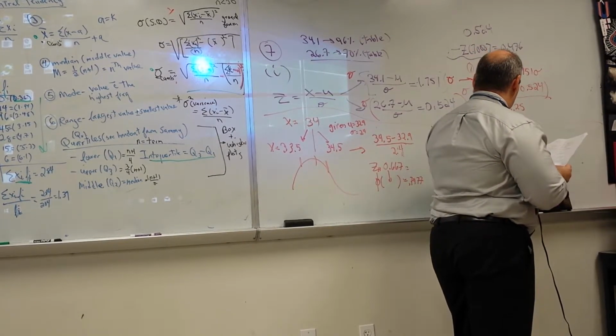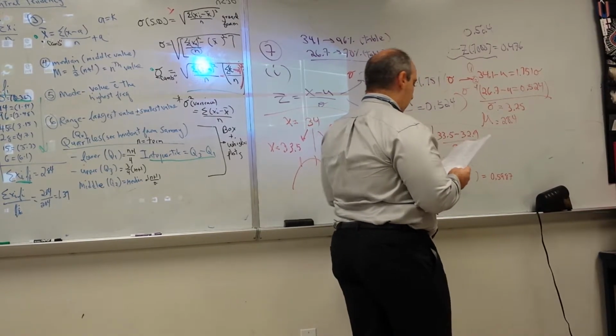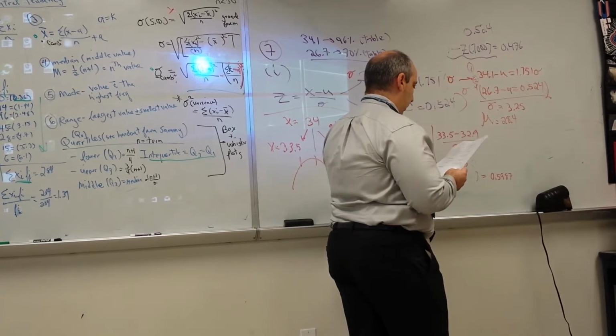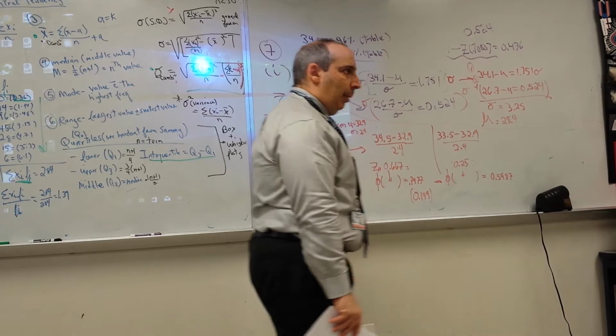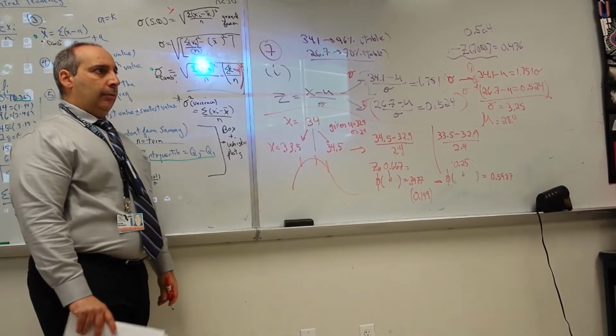0.5987. What am I going to do with these? Subtract. And then I get the probability that I'm going to find that salmon, right? 0.149. There we go. That's the probability of finding the salmon 34 centimeters long or whatever it is.